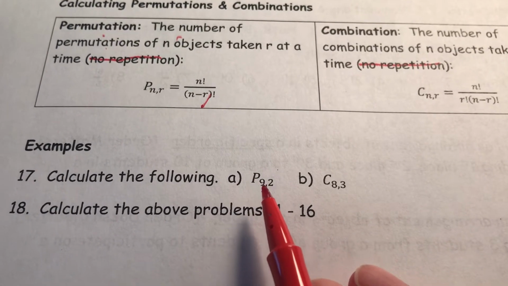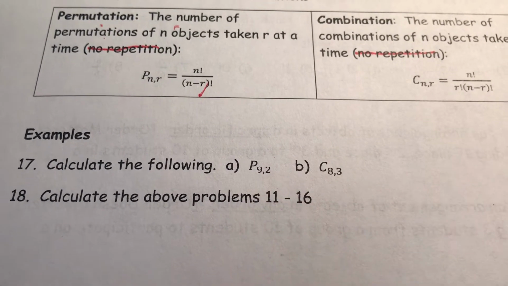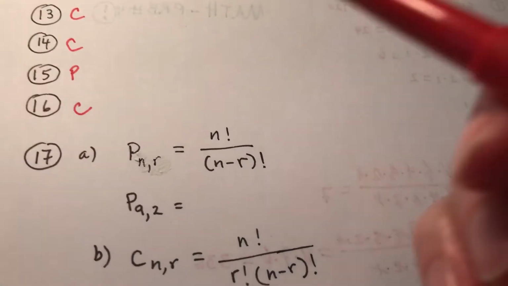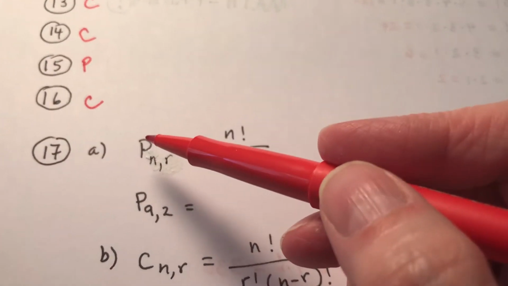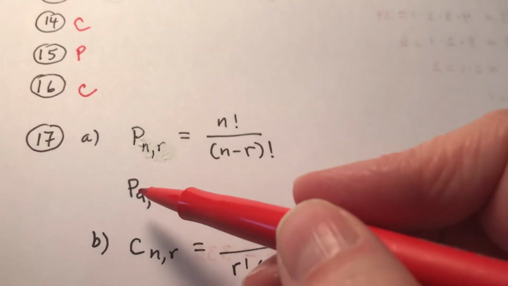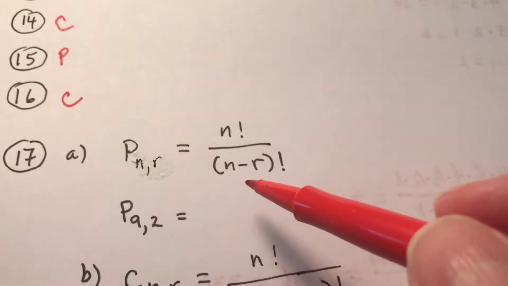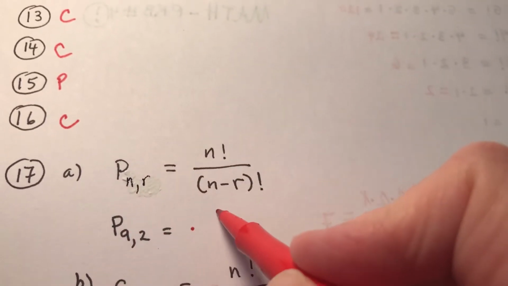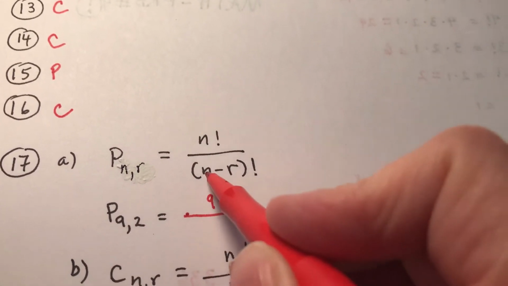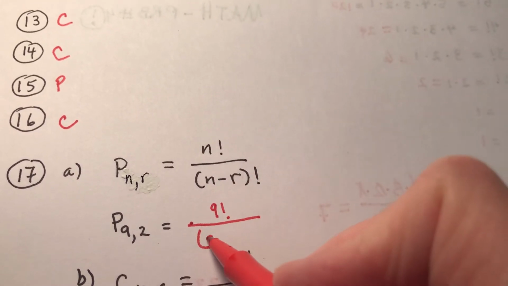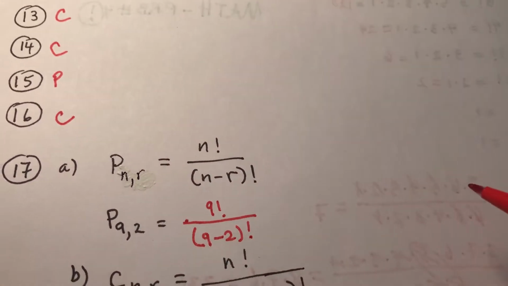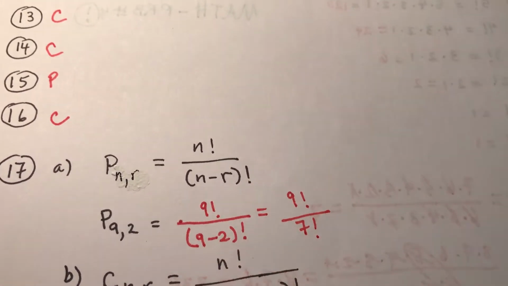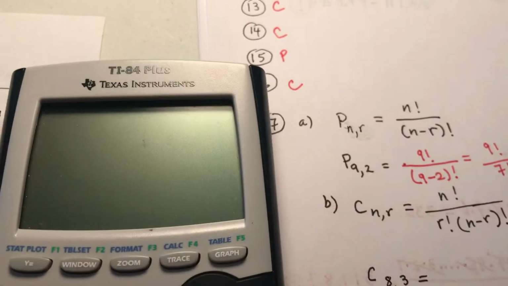Here it says P, permutation of 9 objects chosen 2. For 17a, I wrote the formula down, and we're looking at P(9, 2), where r is 2. My n is 9, so it's 9 factorial over n minus r factorial, which is 9 minus 2 factorial. That's it. So we've got 9 factorial over 7 factorial, and I'm just going to use my calculator to do that.